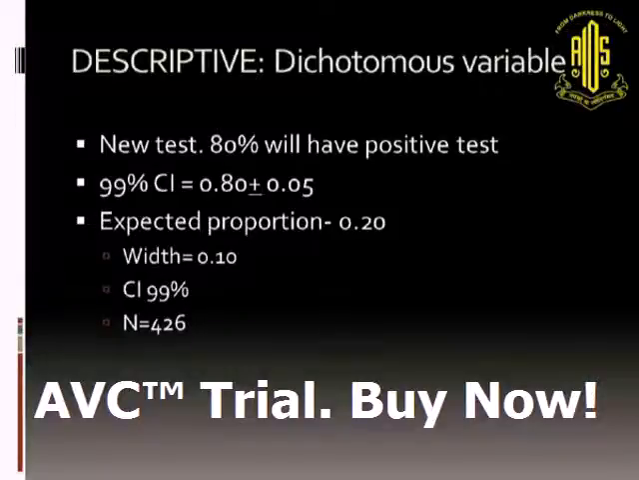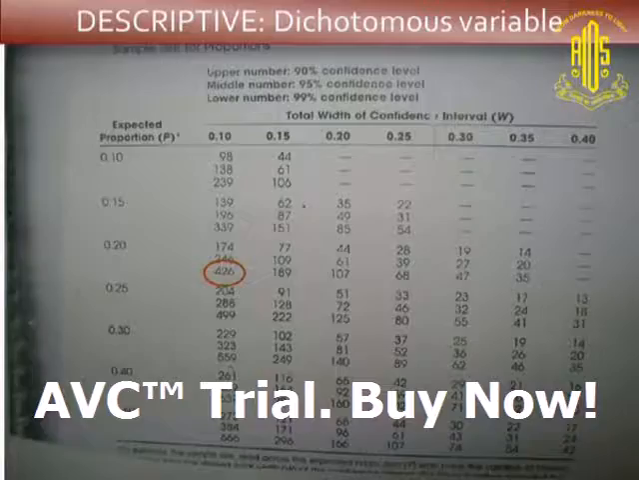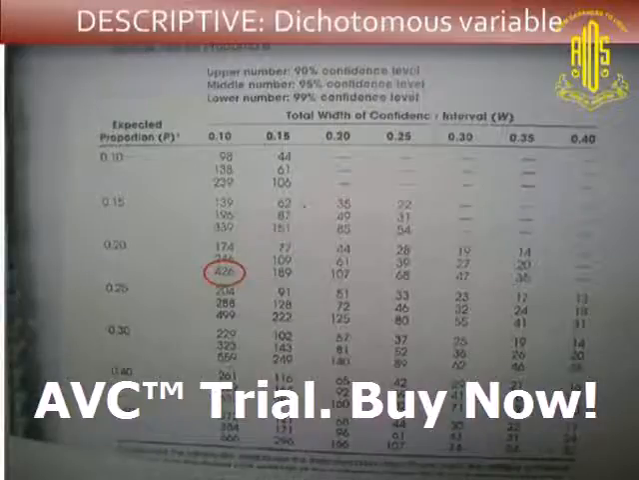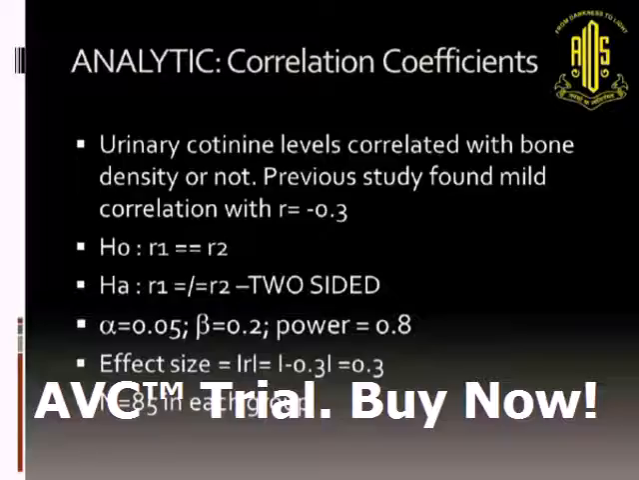Similarly, you can do it for dichotomous variables. Pick up the nomogram: this is your width of confidence interval, this is your expected proportion, this is your alpha, this is your beta, and you get your sample size here. And so on and so forth. There are n number of nomograms available, online and otherwise.